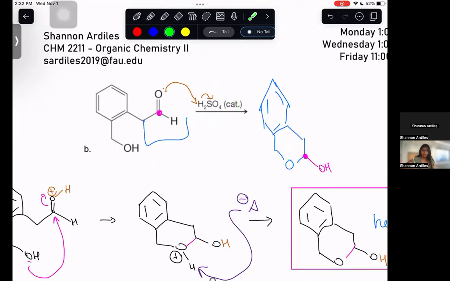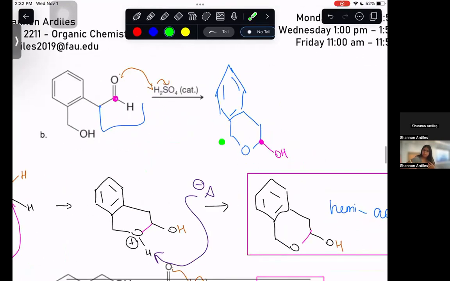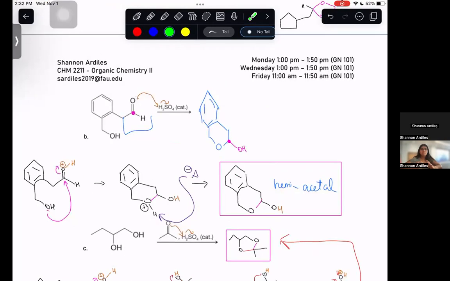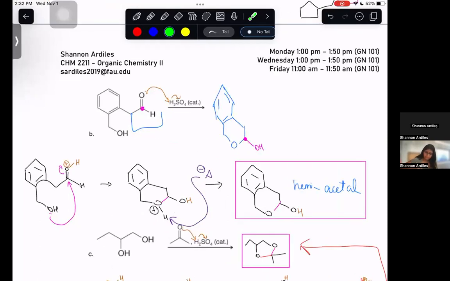I'm given an acid in this case, so we're expecting to create an acetal. Now, in this case, you have to be a little bit more careful. And this is one of the very few problems where you should actually try the mechanism, because we're not going to end up with the predicted acetal. At the end, we actually end up with the hemiacetal, even though we have an acid. But let's see why that's the case.